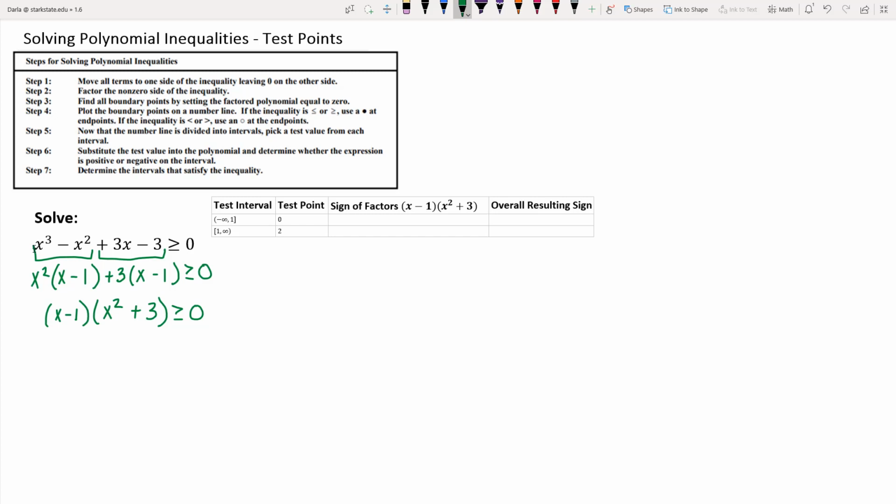The next step is to determine your boundary points, and you get that by setting each of your factors equal to 0. Our second factor, x squared plus 3, if we set it equal to 0 and use the quadratic formula on it, produces imaginary solutions, and we're only concerned about real boundary points, so it's irrelevant as far as boundary points are concerned. So the only factor we're going to look at is x minus 1, set equal to 0. When we solve for x, we add 1 to both sides, and we're left with x as a positive 1. That's our only boundary point for this problem.